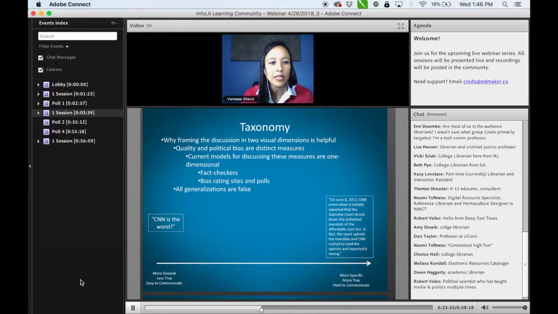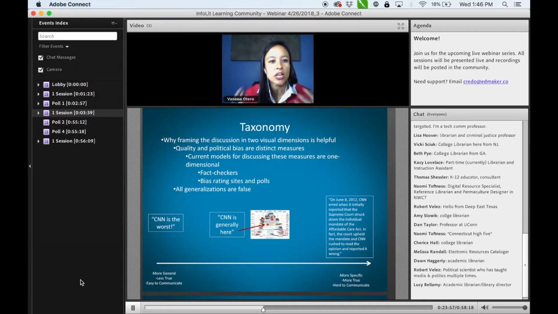It's very specific. It's more true. But it's hard to communicate that on a large scale when you're talking about all of the news stories of CNN, everything that they've ever done, and how good they are just generally. So when we're having a discussion about that, I created kind of a middle ground in the chart. This two-dimensional taxonomy is helpful because we can say, well, CNN is generally here, and then our discussion can move forward from that point. So this is a balance between general and specific.